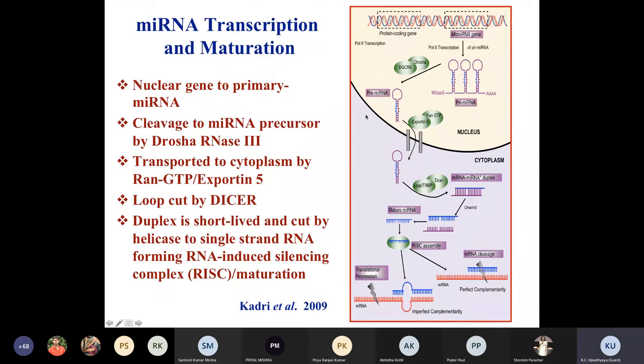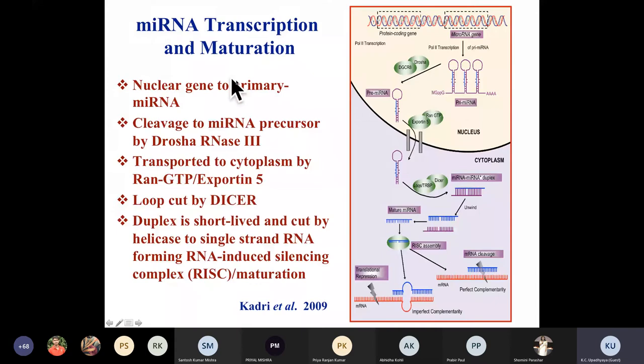The Dicer makes a loop, the loop is cut by Dicer, and then it pairs with the single-strand RNA. By complementary sequences, the RNA-induced silencing complex forms, and then it becomes double-stranded, and then it is cleaved. So basically, that is the microRNA transcription.